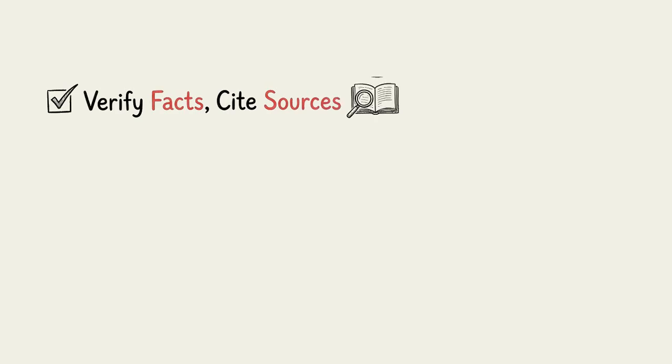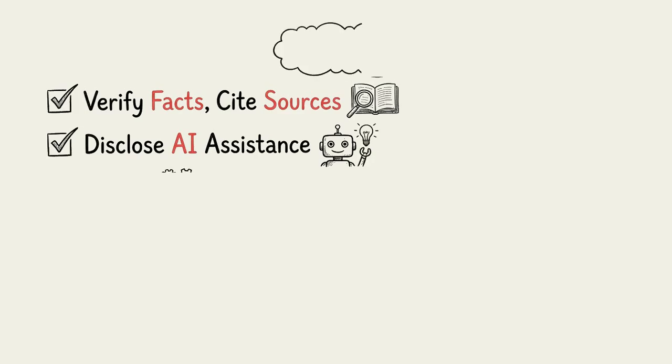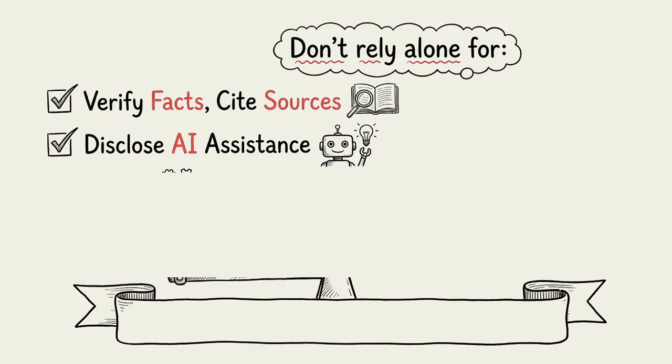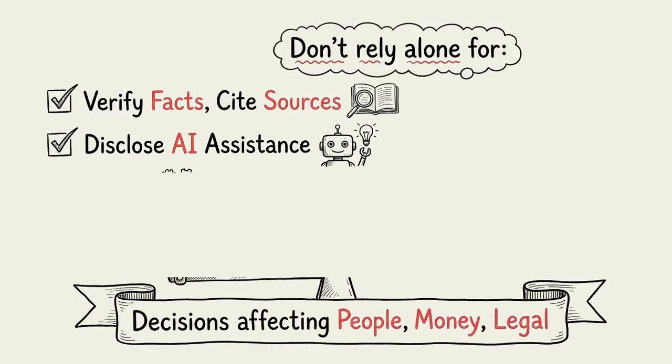When using AI-generated content, verify the facts, cite sources when needed, and disclose AI assistance if required. Don't rely on AI alone for decisions that affect people, money, or legal outcomes. Now let's look at prompt engineering.